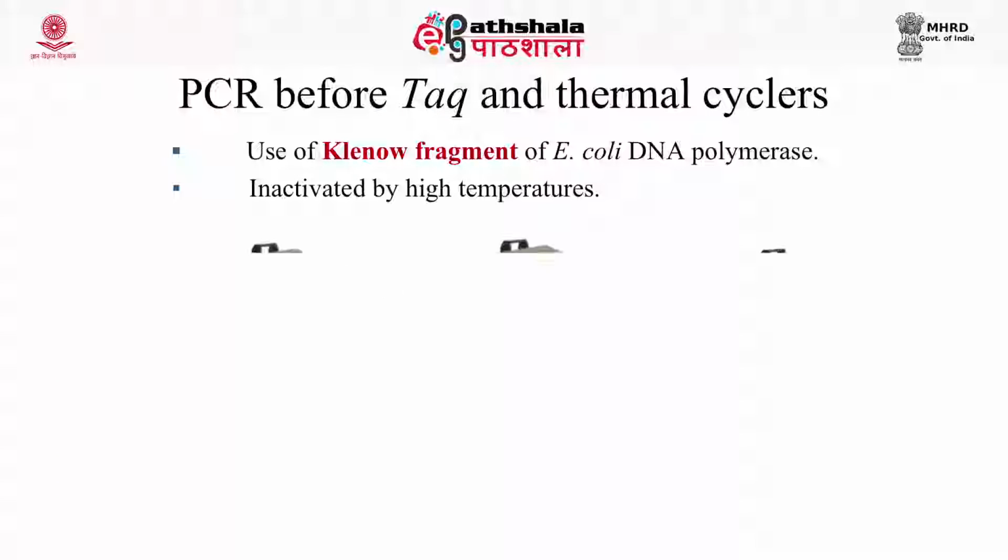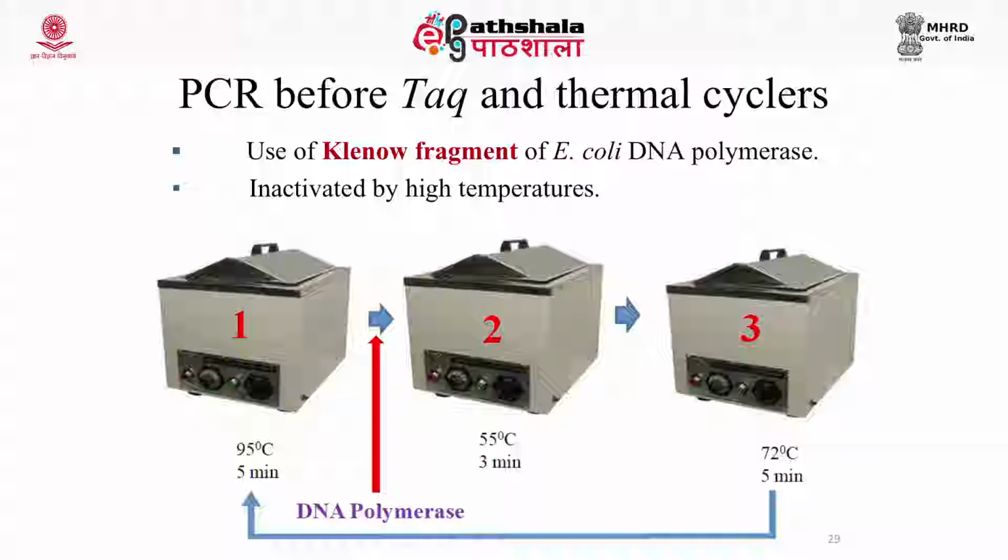As you can see in this picture, there are 3 water baths maintaining different temperatures because at that time the thermal cycler was also not available. Also, the DNA polymerase was thermolabile, that is, once the 95 degrees centigrade denaturation step was achieved, the DNA polymerase would degrade. Therefore, after denaturation, in each cycle, DNA polymerase had to be supplemented afresh.